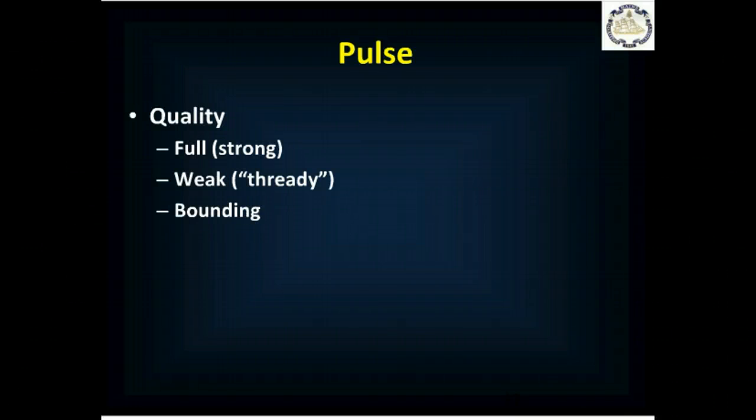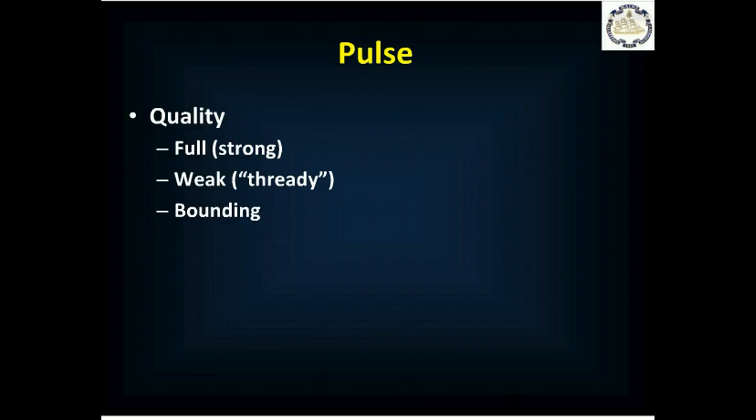So we've described the rate, we've described the rhythm, we also described the quality. And it's either full or strong or normal. So how do you know what that feels like? Well, you need to check a lot of normal, healthy people's pulses, and then you'll get that sense. From that, you can then determine if it's weak or what's called thready, or if it's bounding, which is essentially a pulse that you barely touch the skin and you can feel.